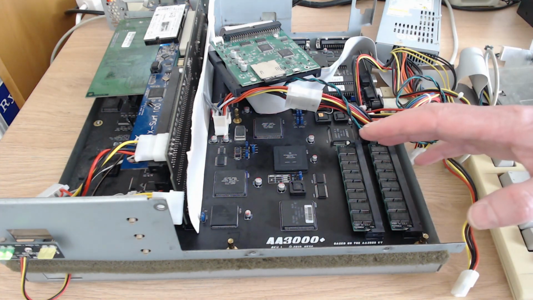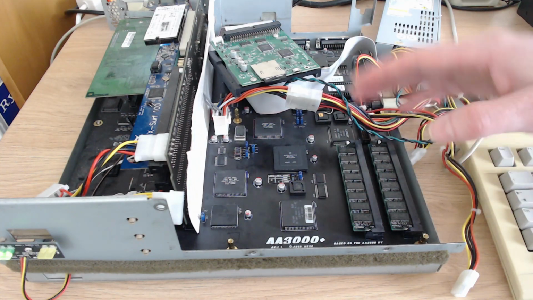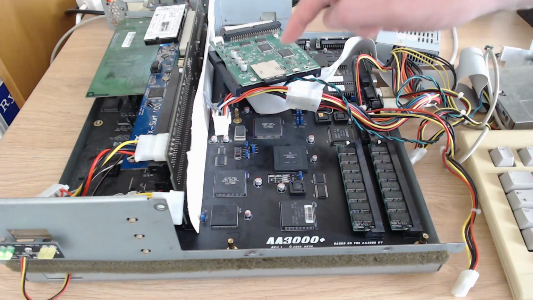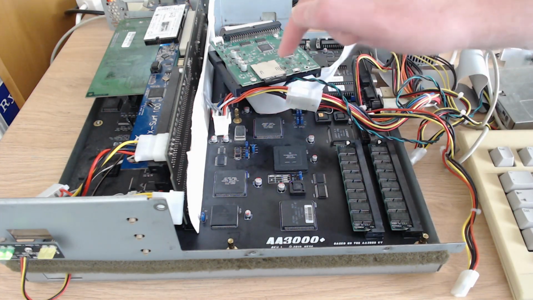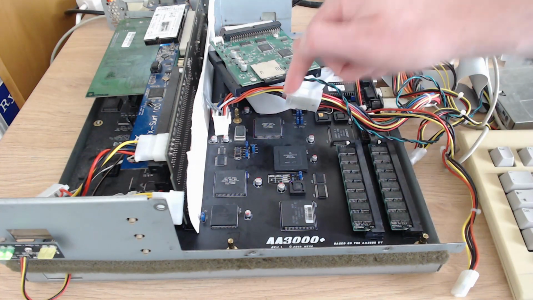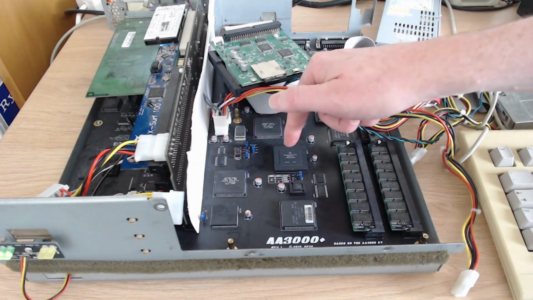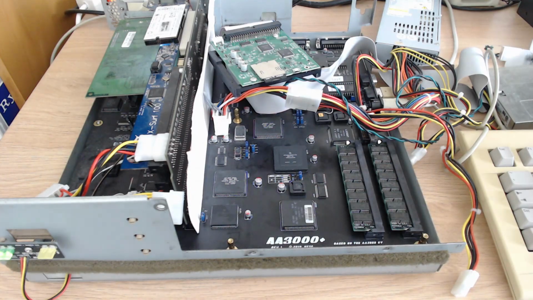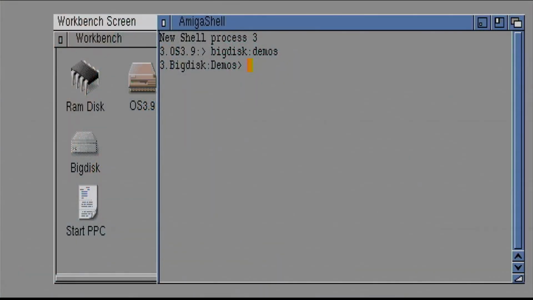Just before we do that, the thing I really want to point out is there's no accelerator plugged in right now. All of this is going to be running off the chips on the motherboard, mainly the 68030 CPU here with the DSP chip. But enough of that, let's flick now to Workbench and get this software going, particularly if I can remember what it's called.